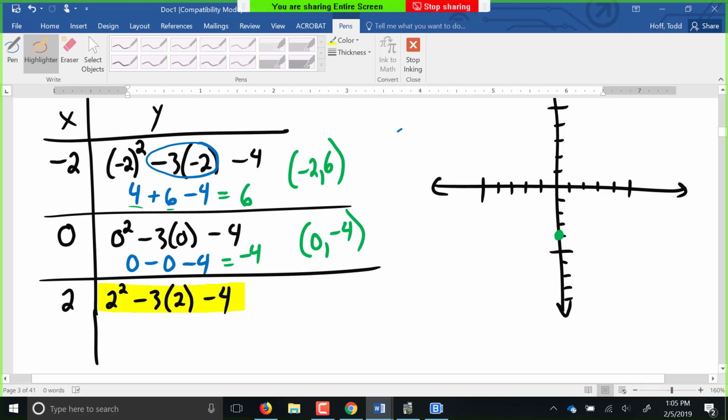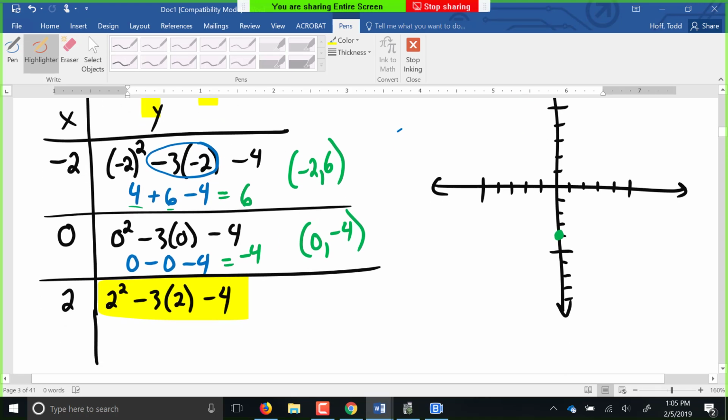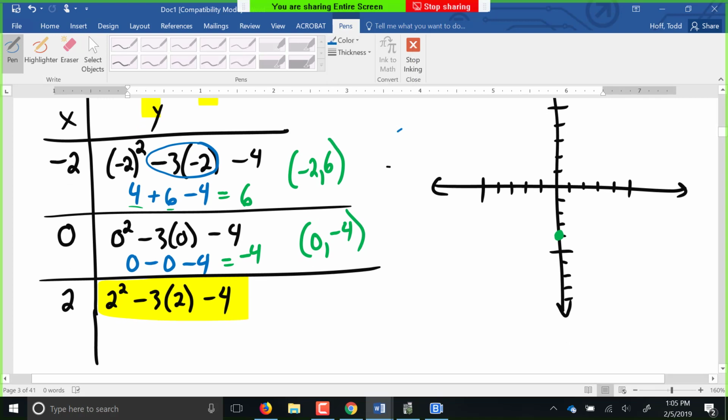I'm going to pause here. Any questions on where this came from? Highlighted there? That's just the equation. I put 2 in where the x was at every spot in that equation. So we have 2 squared, which is 4. Minus 3 times 2 is minus 6. So we've got 4 minus 6 minus another 4, which is -6. So when x is 2, y is -6. So (2, -6) is right there.